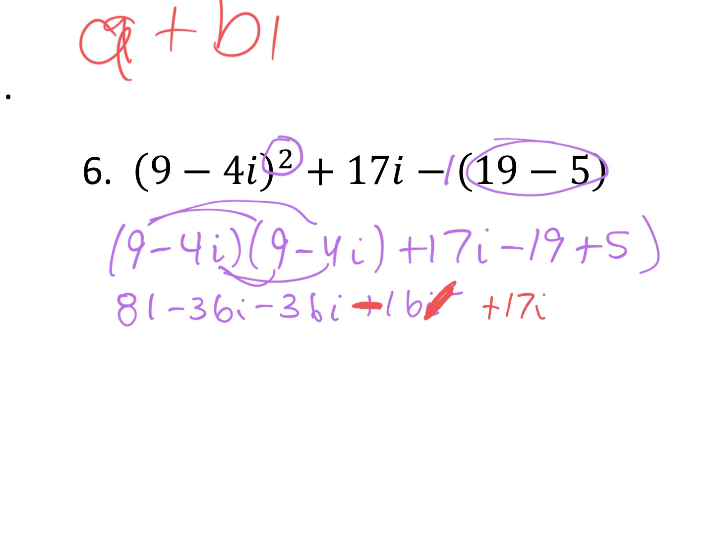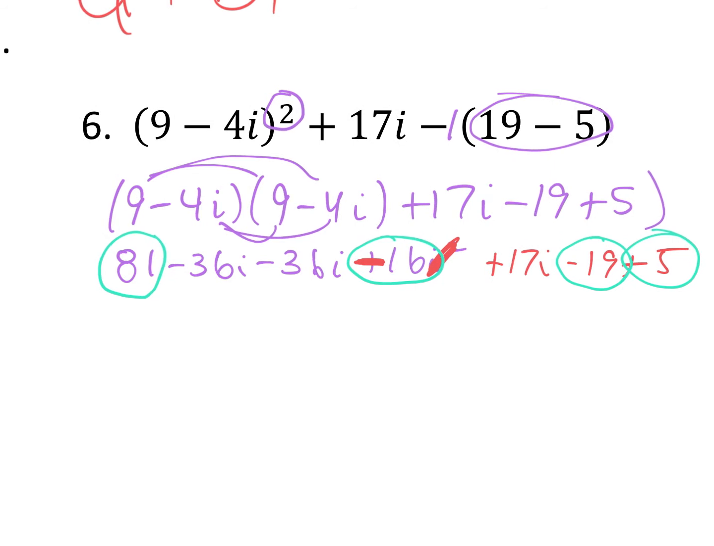Plus 17i minus 19 plus 5. Now you have everything multiplied. You have everything distributed. Now you just can combine from left to right. So real with real. 81 minus 16 minus 19 plus 5. If you already combined that, that's no big deal. But what do you get here? 81 minus 16 minus 19 minus 5. What is it? 50 what? 51. Good.